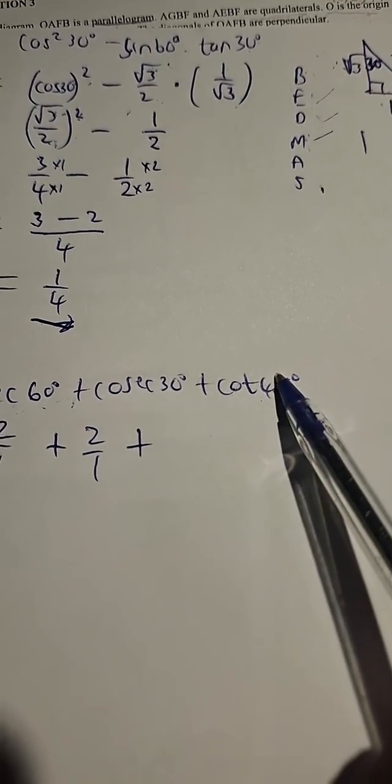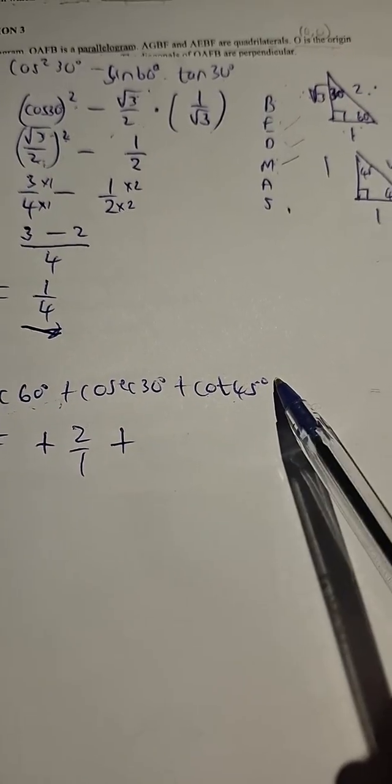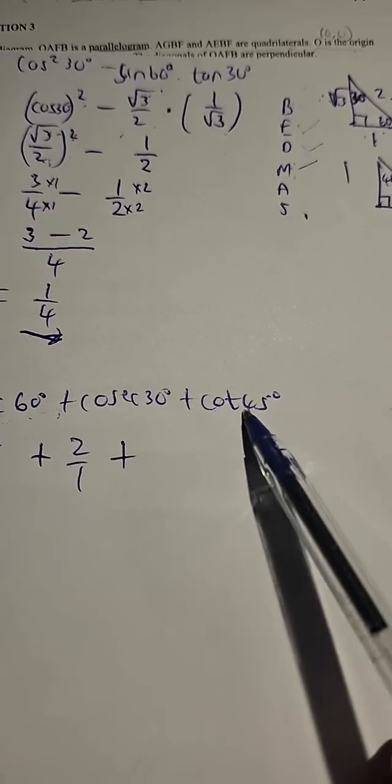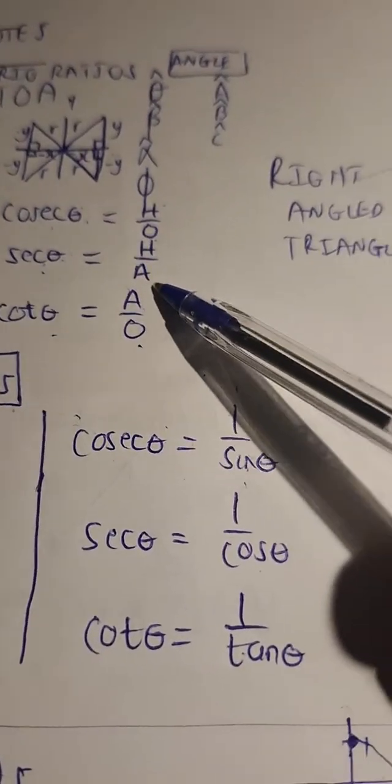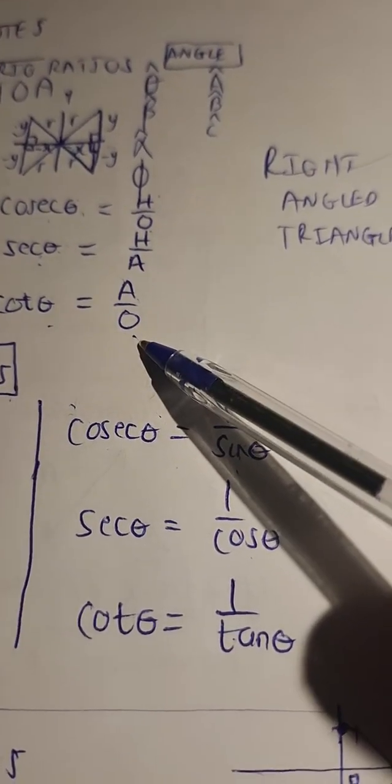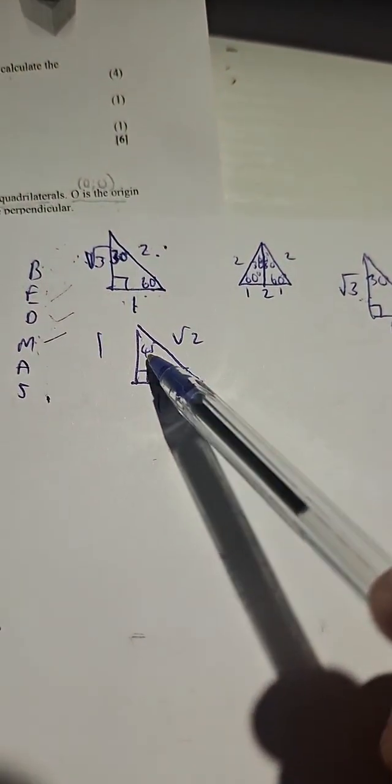Cot 45. Thank you so much for that, Lerado. I'm going to check it out just now. Let me just finish this. Cot 45. What's cot? Cot is adjacent over opposite. So I'm going to go to cot 45 and say adjacent. This is the adjacent side of 45.